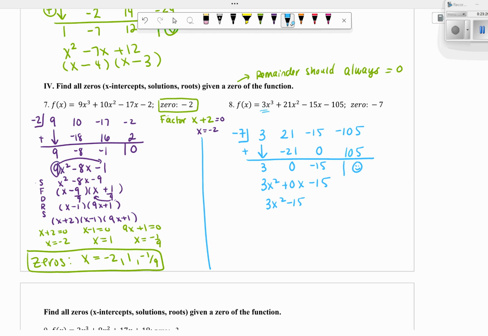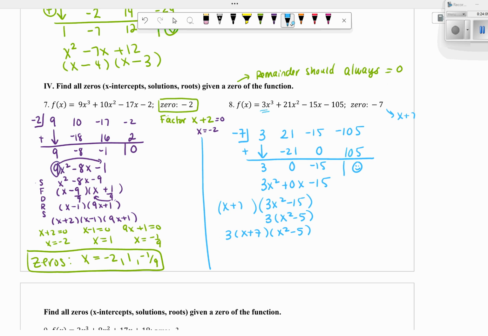And so we know that's a factor. If x is -7, we can write that as x plus 7 as the factor. And then we're trying to, again, find all the zeros. So we can actually factor out a 3 here too. If I factored out the 3, this would be 3 times x squared minus 5. And that's not the difference of two squares because this 5 is not a perfect square. So this factorization would be 3 times x plus 7 times x squared minus 5.